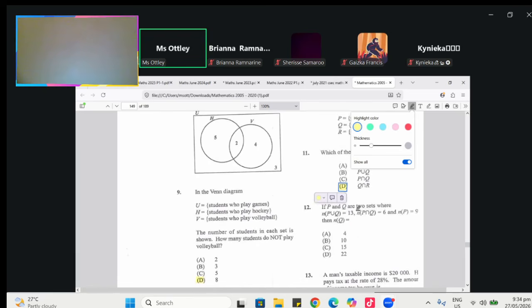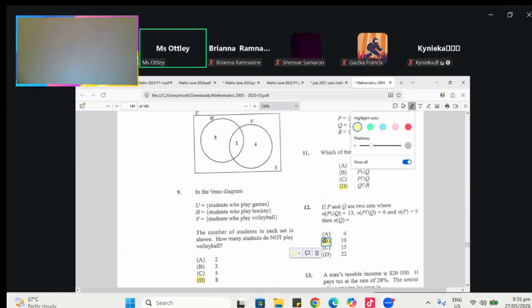If P and Q are 2 sets where the number of elements in P union Q is 13 and the number of elements in P intersect Q is 6 and the number of elements in P is 9, how many do we have in Q? How do we do this working? Okay, let's find the pen.